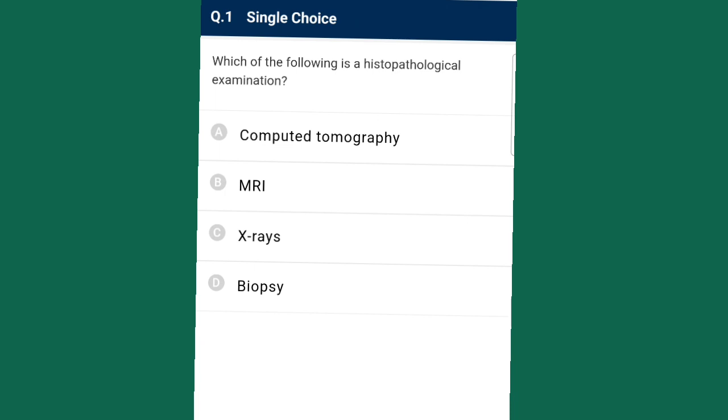Zoology, section A followed by section B. From section B, let us discuss 15 questions. See the first question. Which of the following is a histopathological examination? A biopsy is a medical procedure that involves taking a small sample of tissue so that it can be examined under a microscope. So the correct option for this question is option D, biopsy.